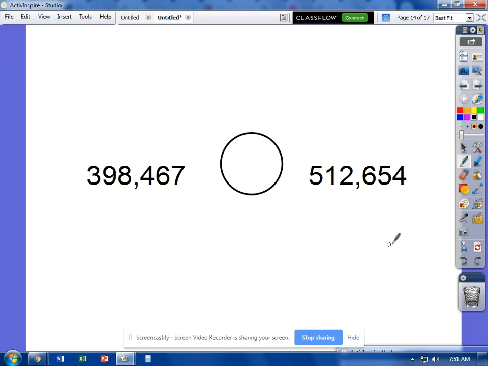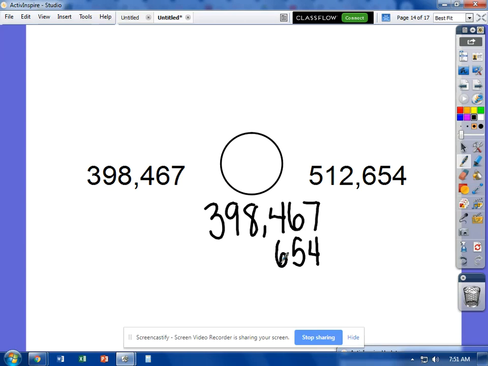For the next problem, we're going to do a lot of the same thing. We have 398,467 compared with 512,654. So once again I'm going to line up my numbers. I write my first number first, and then starting from my ones place, I'm going to write my next number. This makes sure, once again, that all of my place values are filled up. There will be some problems where they don't all have the same amount of place values, so it's really important that you start from the ones.